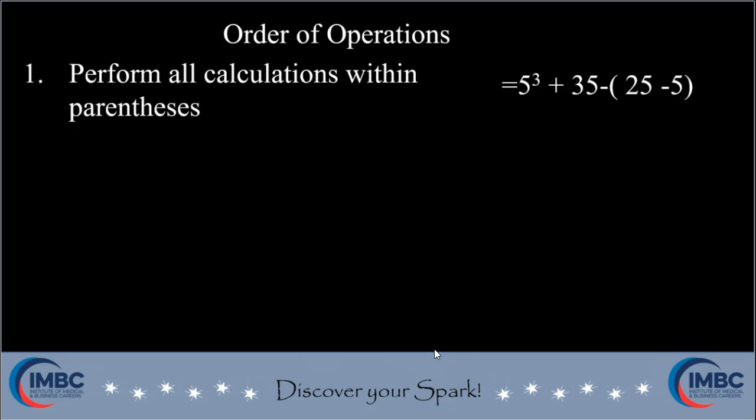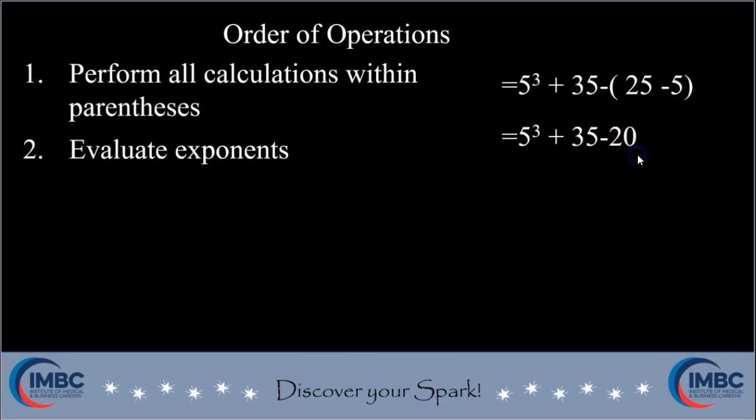Order of operations. First step, perform all calculations within parentheses. So in this problem, I see in parentheses 25 minus 5. I do that first. I rewrite the problem: 5 to the 3rd power plus 35 minus 20. Next step, evaluate exponents. I see 5 to the 3rd power, so my next step is to do that. 5 times 5 times 5 is 125. I rewrite the rest, plus 35 minus 20.